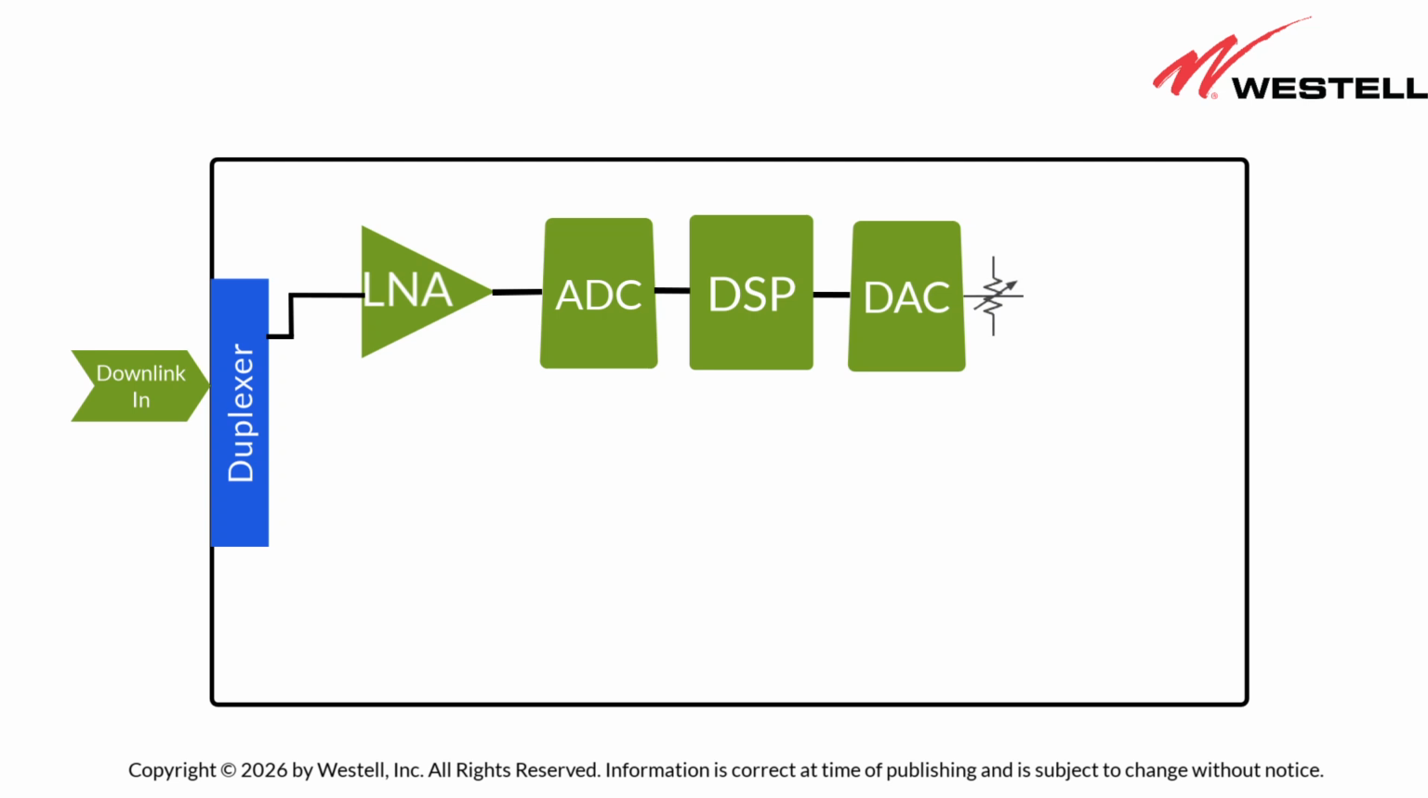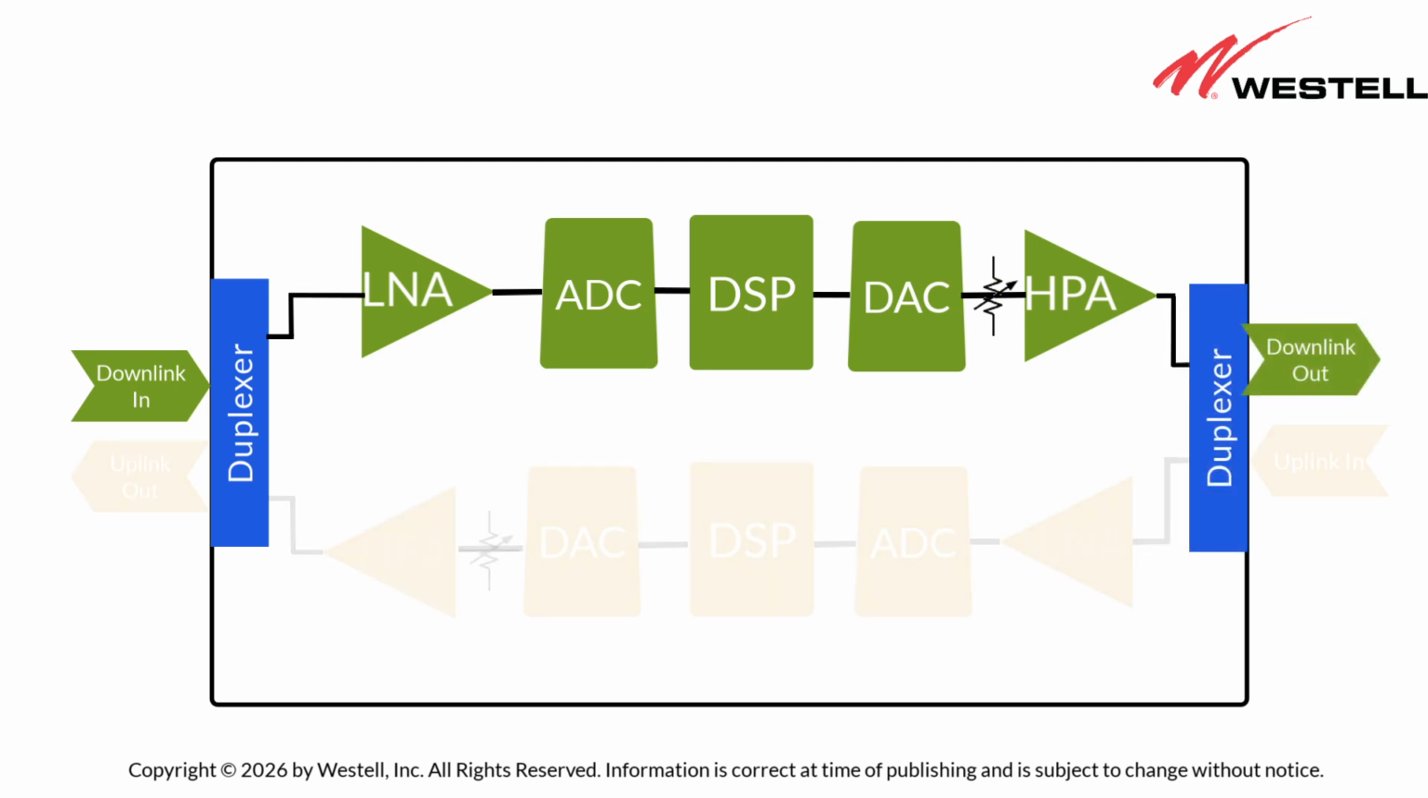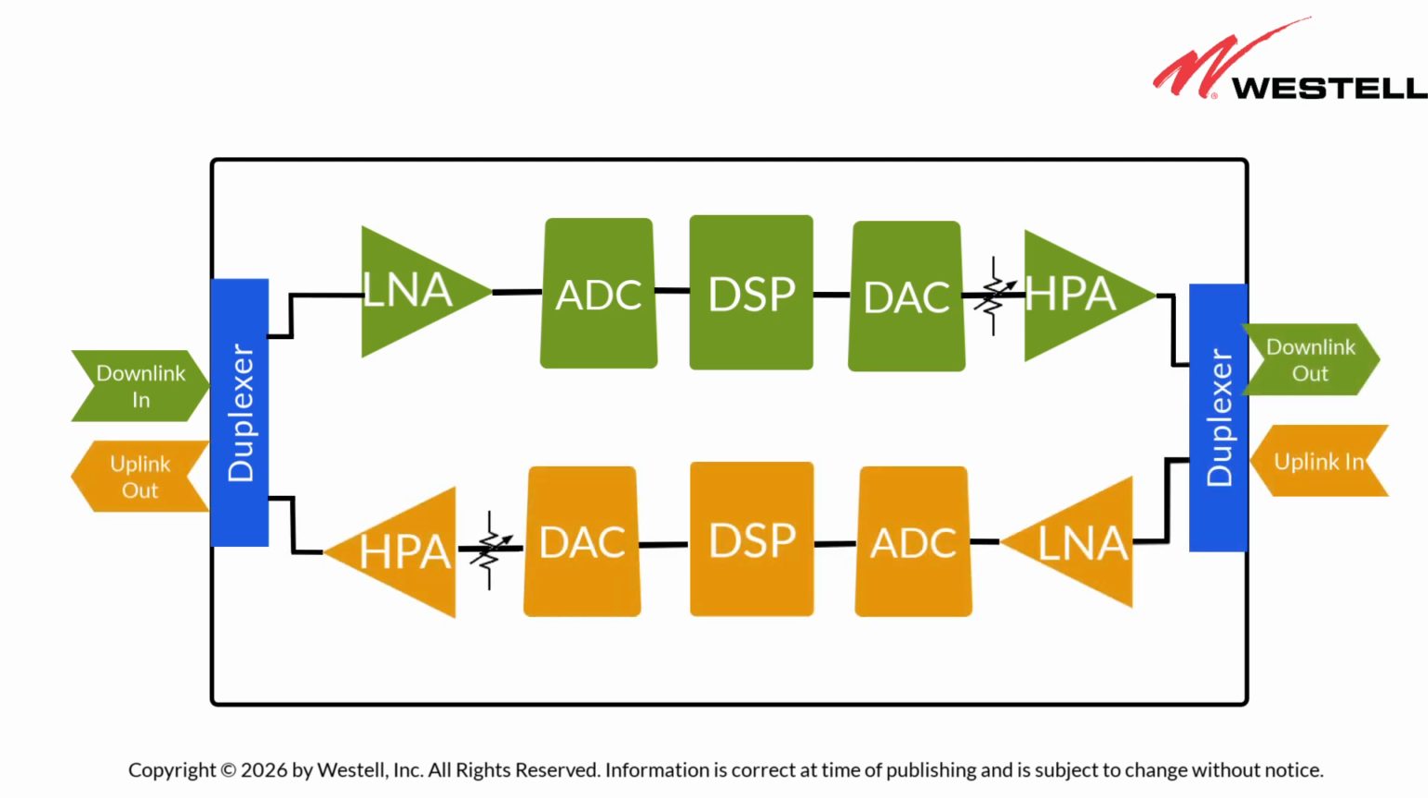A variable attenuator is used for the master gain control. From there, the signal is amplified to drive the antennas and then passes through a second duplexer. The chain of stages is duplicated for the signal's opposite direction. With filters in the block diagram of a BDA explained, we are ready to dive into wideband interference.